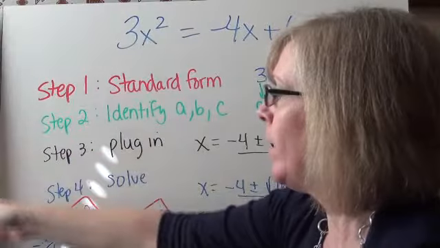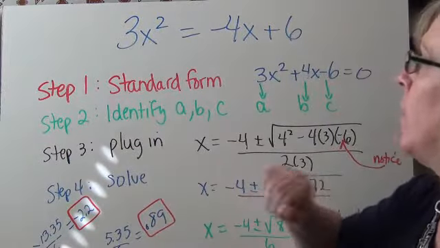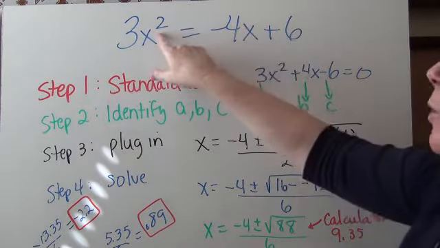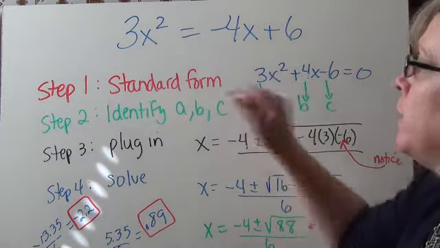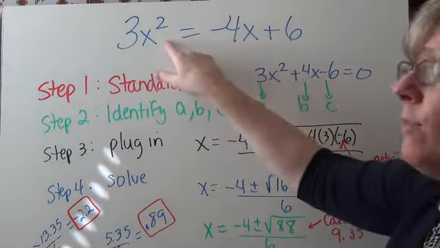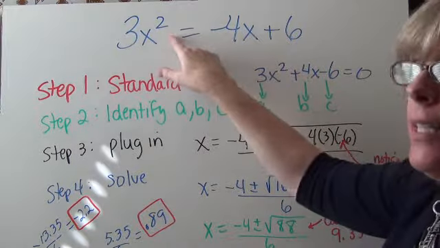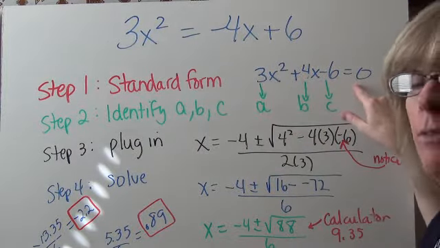Now, let's take a quick review of how we've used this so far. Here's an equation. I know it's quadratic because of this, but it is not in standard form. So step one, let's put it in standard form. I'm going to add the 4x over, subtract the 6, and here's my equation now in standard form.